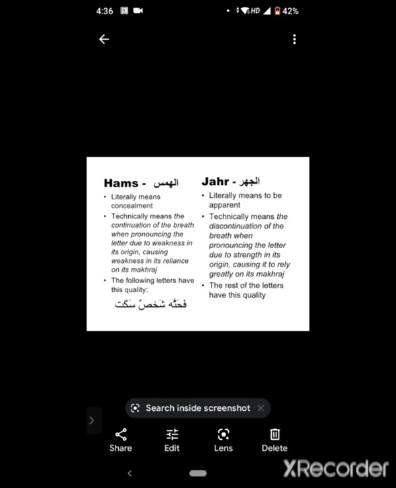Concealment means to continue something. Technically, in the context of Tajweed, it is the continuation of the breath when pronouncing the letter due to weakness in its origin, causing weakness in its reliance on its makhraj. So alhams means when we pronounce that sound, our breath continues. We won't stop the breath while pronouncing this letter.